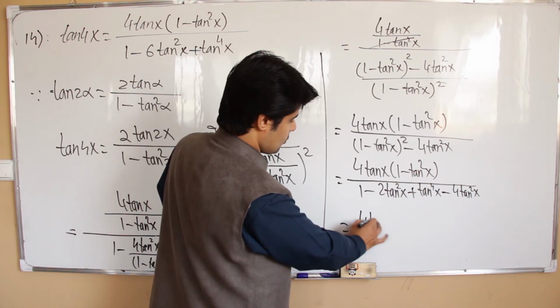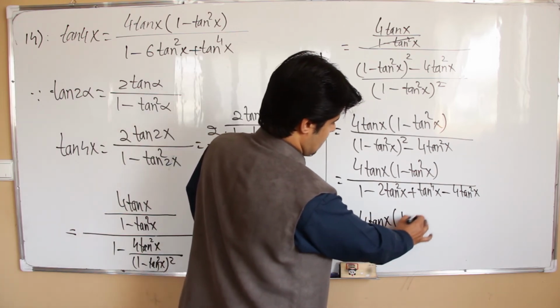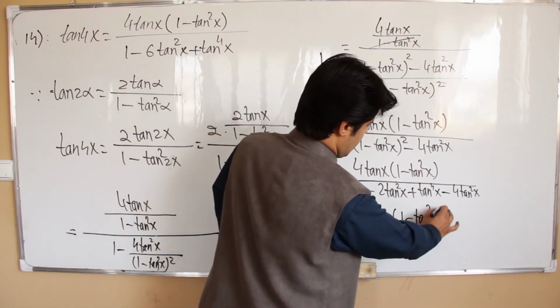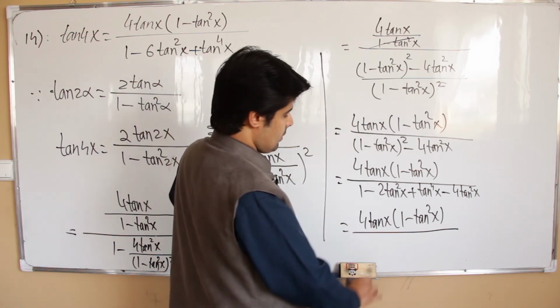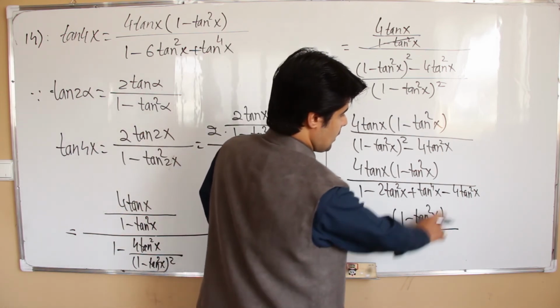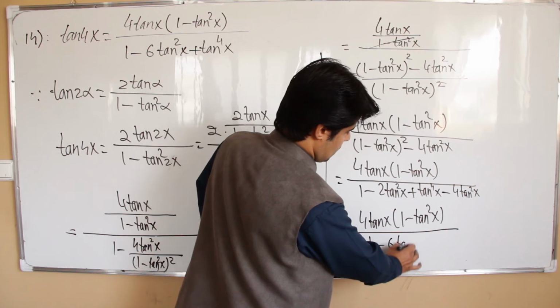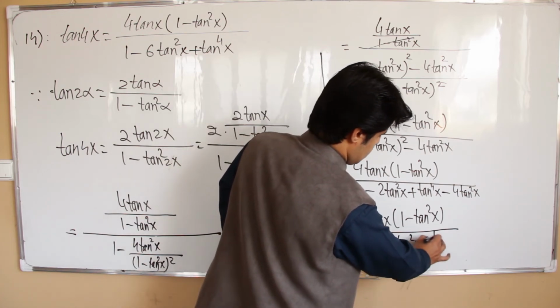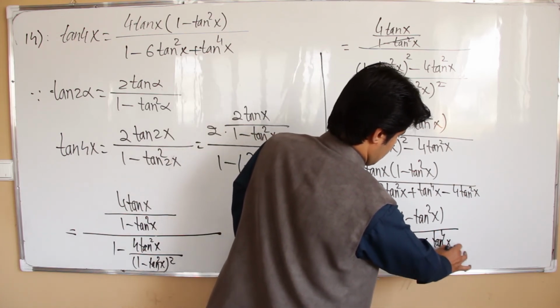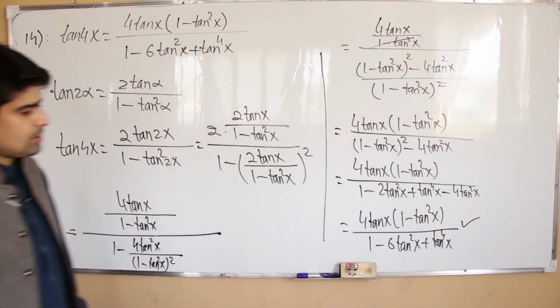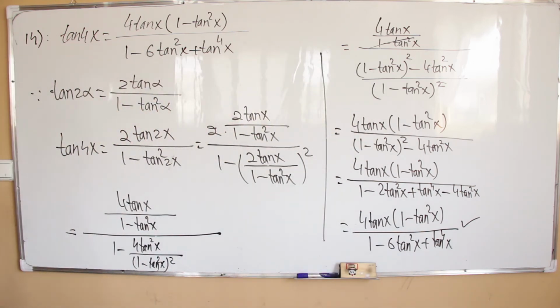Now you will have 4 tangent of the x multiplied by 1 minus tangent square of the x, divided by 1 minus 6 tangent square of the x plus tangent to the power 4 of the x. Hence it is proved. Write it please.